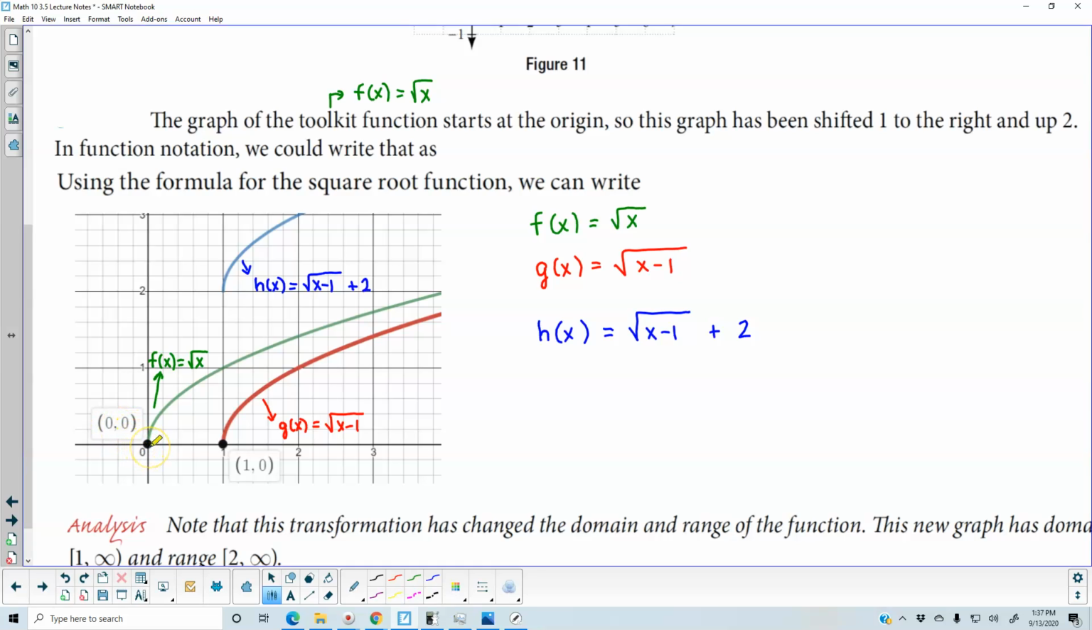And then if we shift to the right 1 unit, that means we need to subtract 1 from the input. That would give us 1, 0. So in red, we'd have g of x, which is equal to the square root of x minus 1. And now we need to shift it up 2 units. So that means we need to add 2 to the outside of this function, meaning the output. So h of x is going to equal the square root of x minus 1, plus 2.